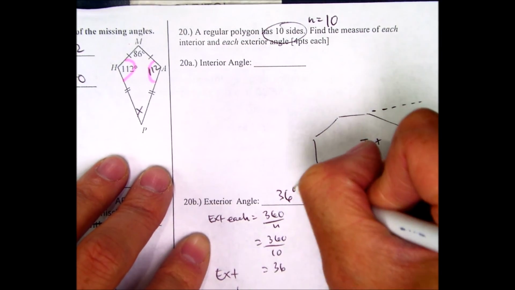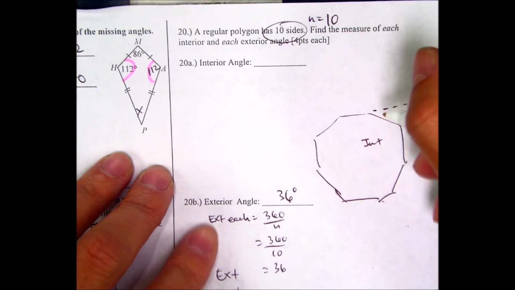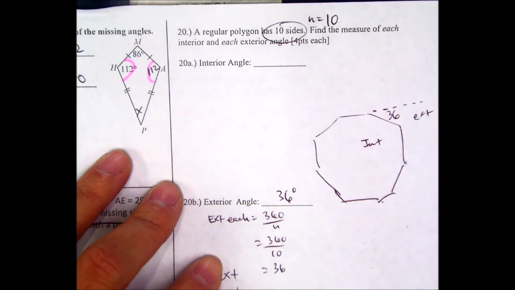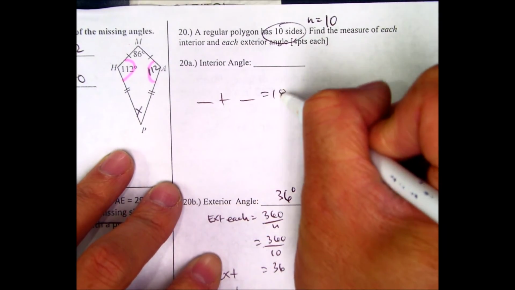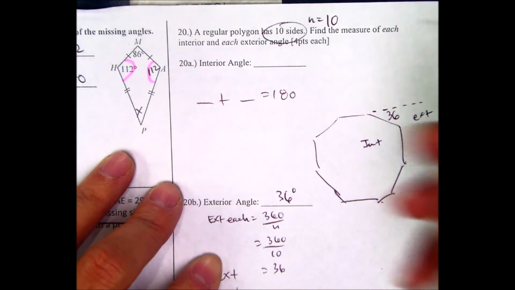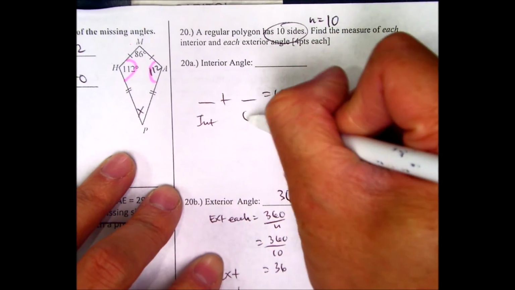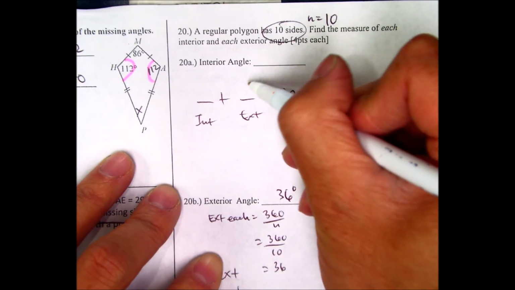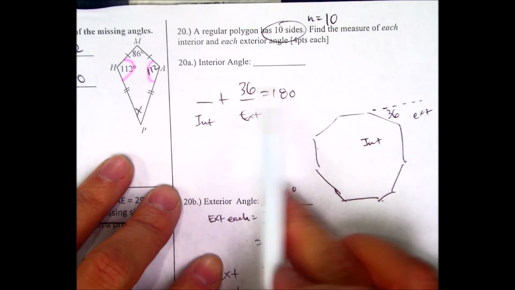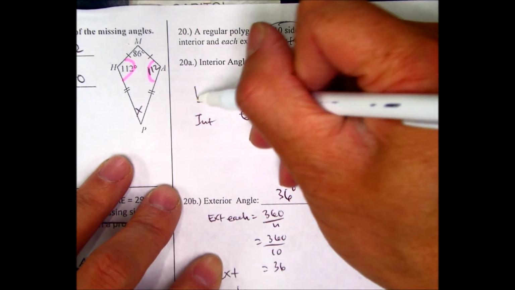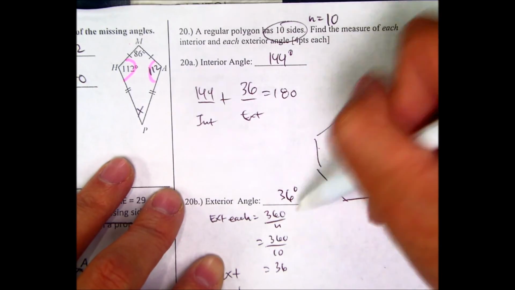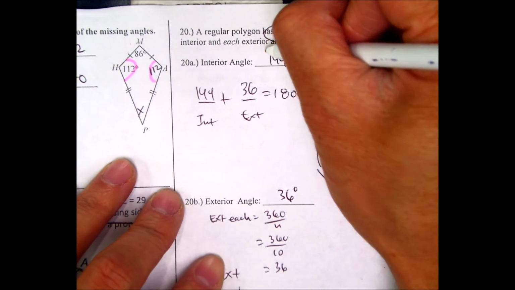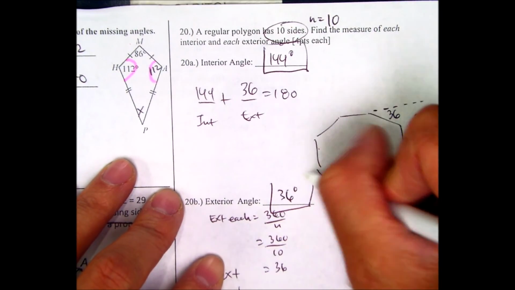So 36 degrees is my answer. Each exterior is 36. And all I have to do is that the interior plus the exterior are supplementary. If you extend that line there, so interior plus the exterior, exterior is 36, so I just need to find a number that is a supplement, and that would be 144. Again, you'll notice those two answers are supplementary.